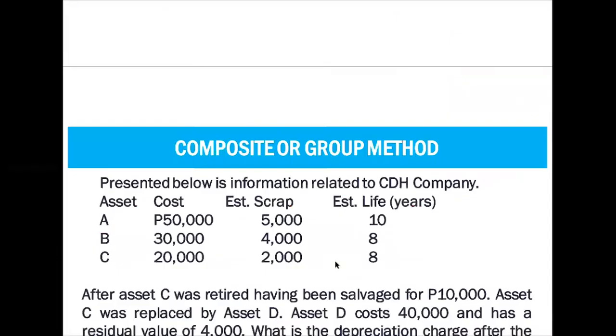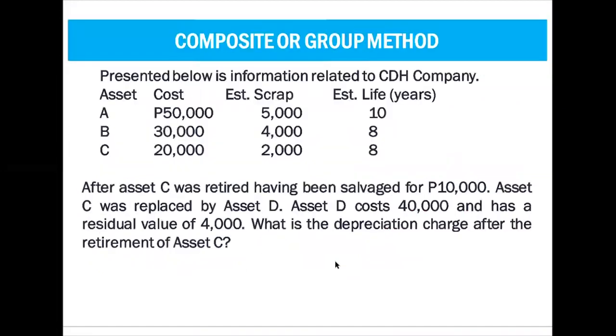So dito, after asset C was retired having been salvaged for 10,000, asset C was replaced by asset D. Asset D costs 40,000 and has a residual value of 4,000. What is the depreciation charge after the retirement of asset C?